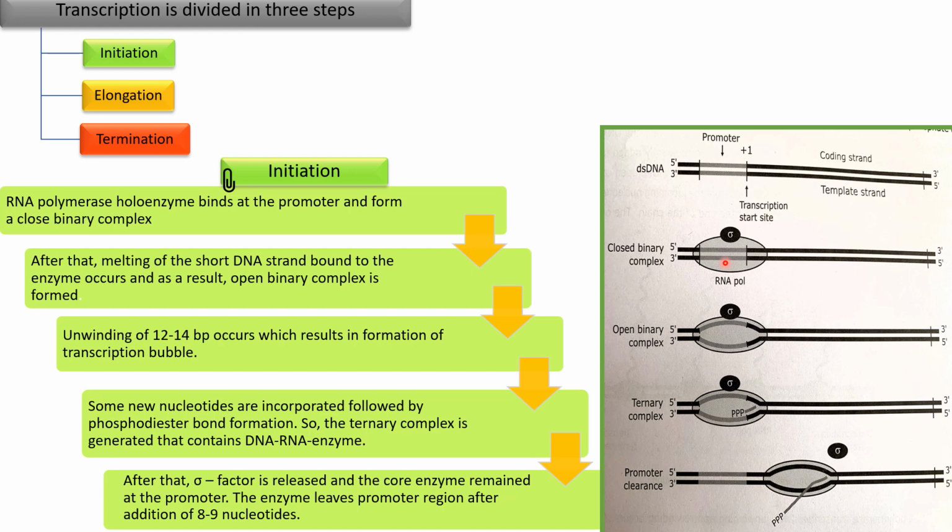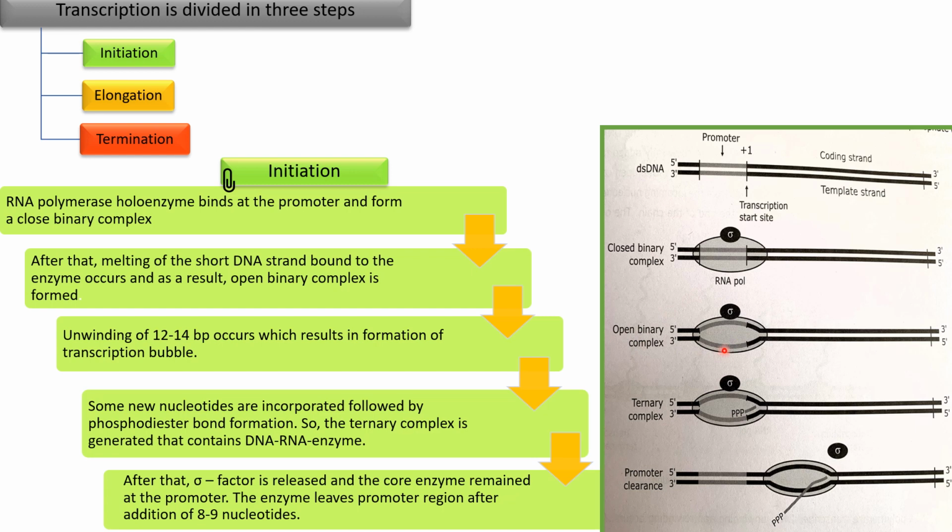Sigma factor recognizes the consensus sequence and alters the binding property of RNA polymerase, so that it can bind with the promoter region. After the formation of the closed binary complex, the holoenzyme shifts to the -10 consensus sequence. Now -10 site is AT-rich region, and that makes the breakdown of the bond between the two strands of the DNA easier. So after the formation of closed binary complex, melting of the short DNA segment that is already bound to the enzyme starts, and the double helical structure of DNA opens up and forms an open complex.